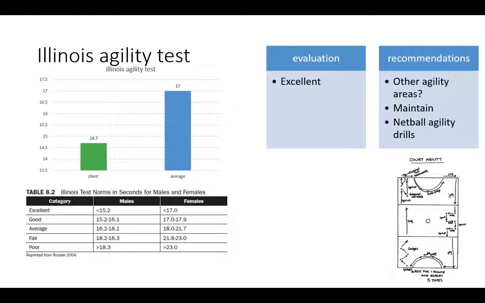However, it's still important to maintain this agility during netball games, so to do this, they can, either during netball training or additionally, do netball related agility drills. For example, a court agility drill where the players must sidestep around the D, jog to the centre third, then sidestep, jog forward and repeat to the end of the court.